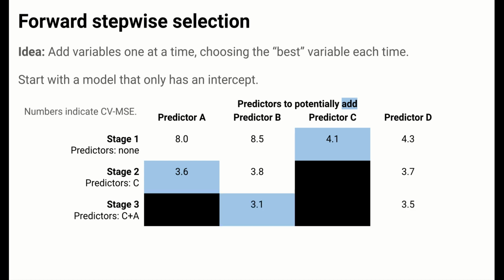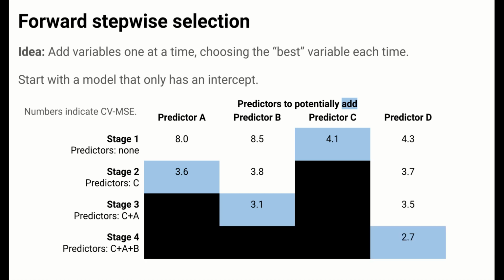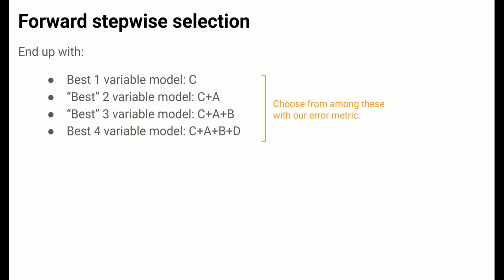So in the third stage, we start from the C plus A model and consider adding B or D. It turns out adding B results in the lowest cross-validated mean squared error. And in the last stage, we start with a C plus A plus B model and only have D left to consider. So we end up with the best 1, 2, 3, and 4 variable models. And to choose one final model from these 4, we can choose the one with the optimal error metric.